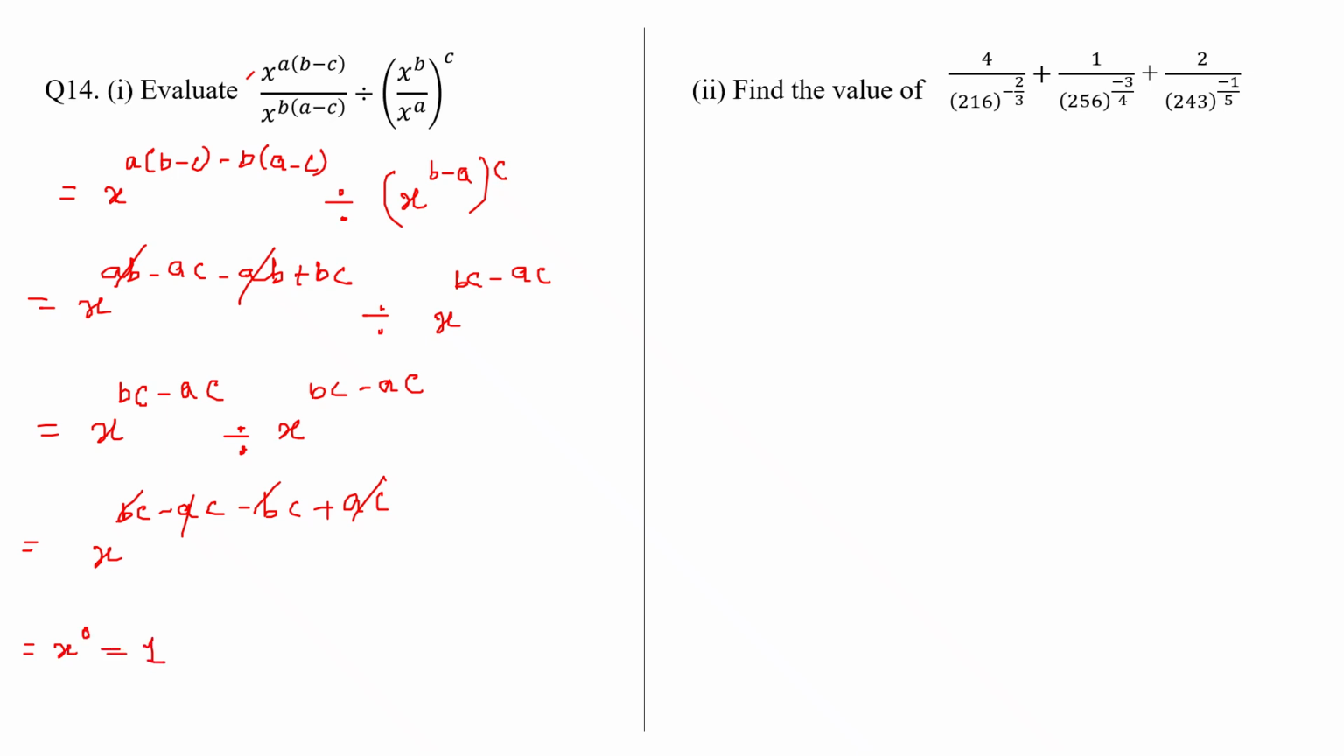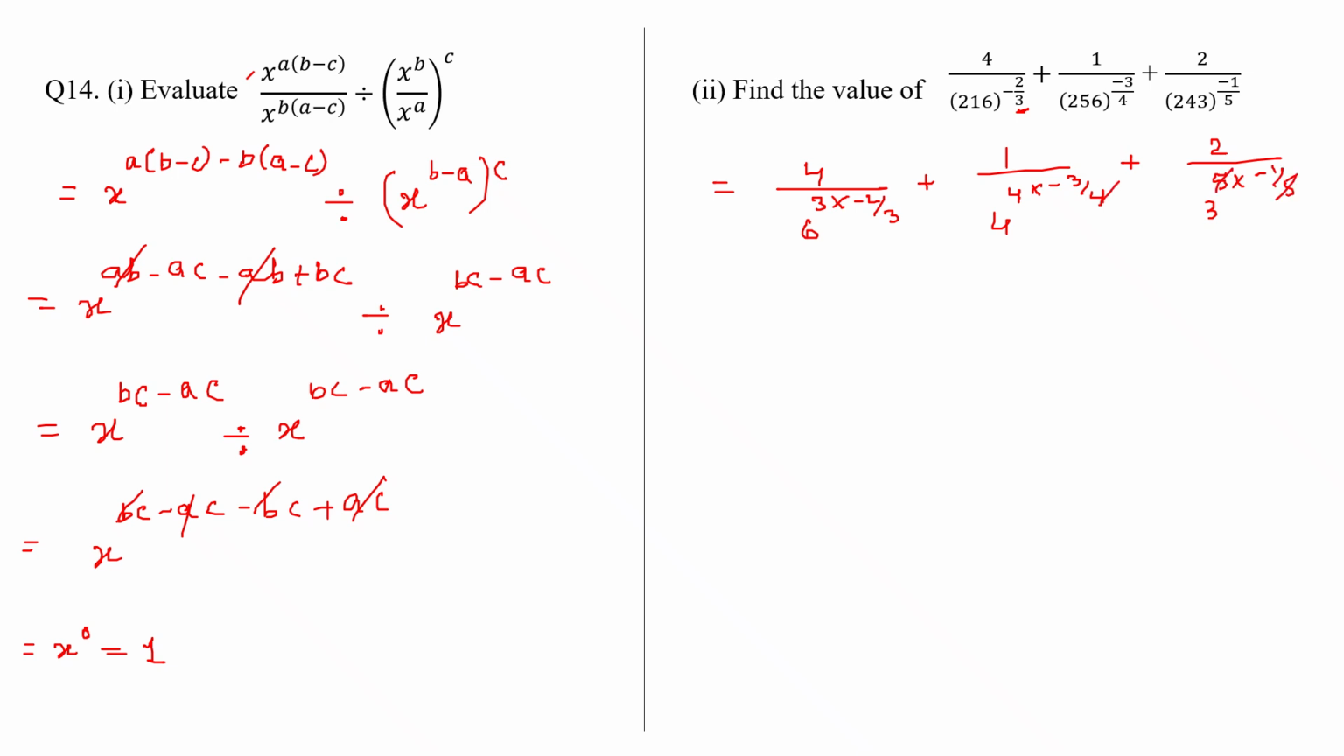Okay, now moving to the second part. So in the second part, it is given 4 by 216 whole minus 2 by 3. So denominator is 3. So we have to represent 216 as a cube of some number. So we know that 216 is 6 cubes. I will write 6 cube into minus 2 by 3 plus 1 by 256 whole minus 3 by 4. So 4 to the power 4 is 256. So minus 3 by 4 plus 2 by 243 whole minus 1 by 5. So 3 to the power 5 will give me 243.